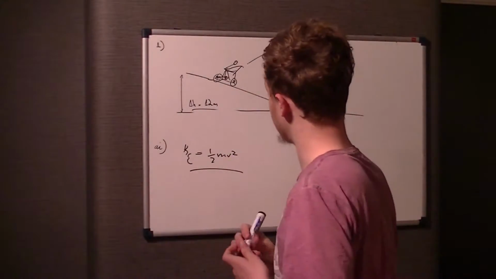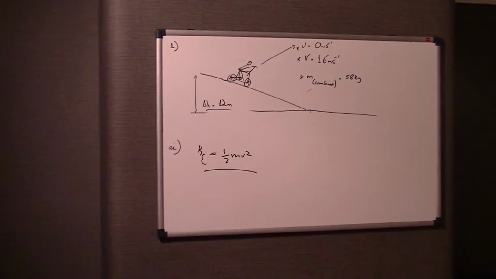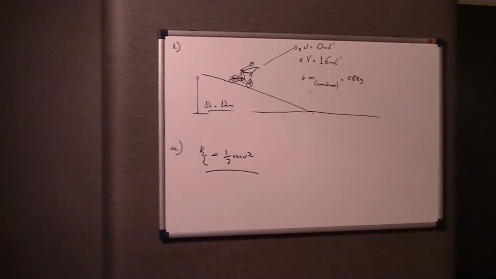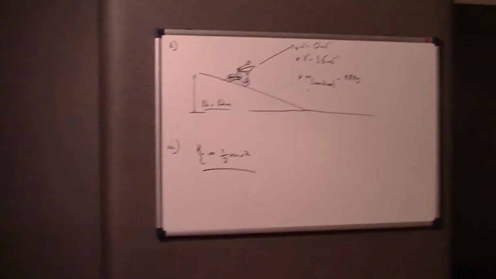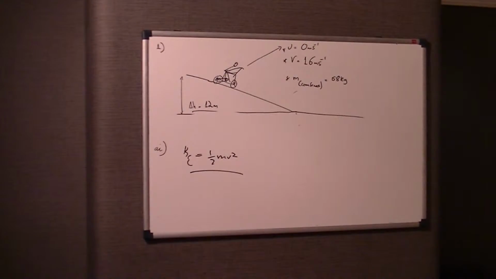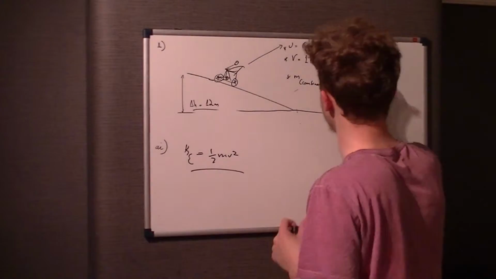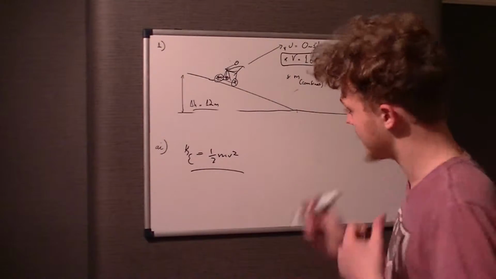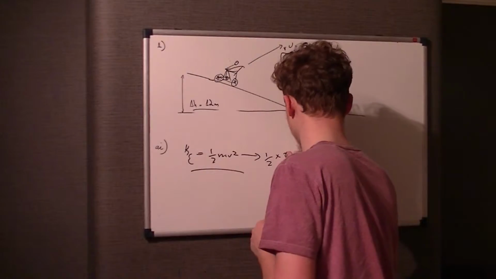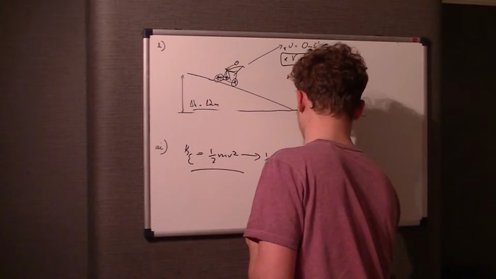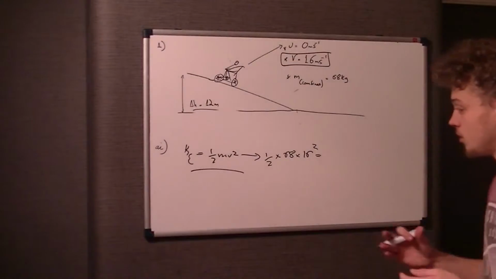Now, the velocity is the velocity as soon as he reaches the end of the slope, just as he gets to that horizontal bit, because that is when we are asked to calculate the kinetic energy. So the velocity at the bottom of this slope is equal to 16 metres per second. Simply sub 16 metres per second into the equation, and the mass is 68 kilograms, so it's very easy. Half times 68 times 16, and don't forget the squared. Because this is a measurement of energy, the units will be joules.